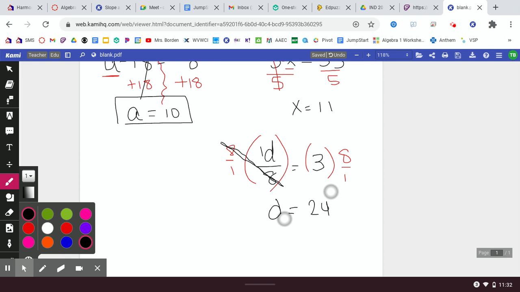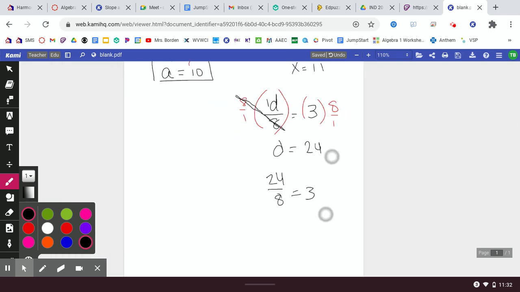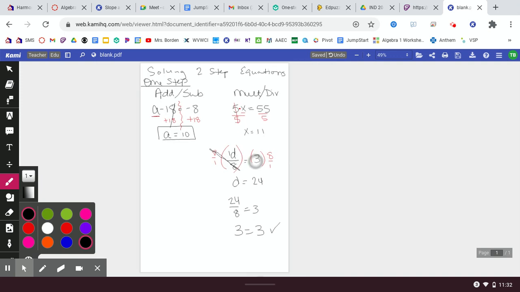And you should be able to check your answer to see if you're right. If I plug a 24 in where my D was, that would be 24 over 8 equals 3. Is 24 divided by 8 3? It is, so 3 equals 3. So it checks out that 24 is the right answer. So when you find yourself with a variable in the top of a fraction, all you have to do is multiply by the denominator. They cancel out, leaving your variable alone, and you just have to remember whatever you do to one side, you do to the other. Okay? All right, so now those are a couple of review about one-step equations.